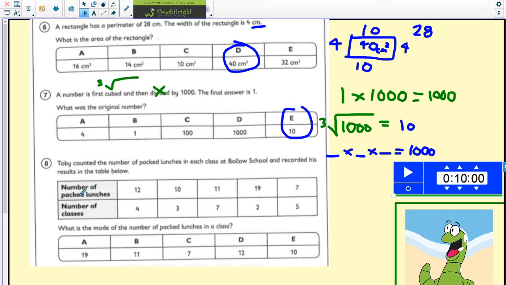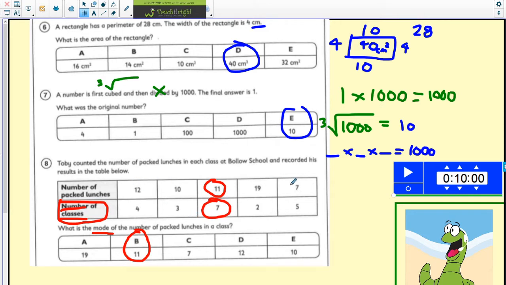Number 8. Toby counted the number of packed lunches in each class at Bollow School and recorded the results. What is the mode number? So the mode is the most frequent. So although the most packed lunches is 19, it's not that, it's the number of classes, so it's the most frequent, the most common. So 11 was had by 7 classes. So the answer is 7 times. So the answer is B, because 11 happened 7 times.